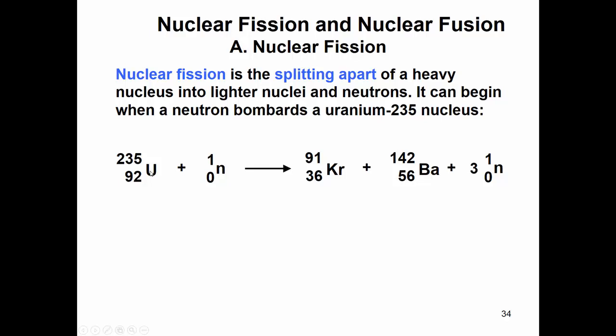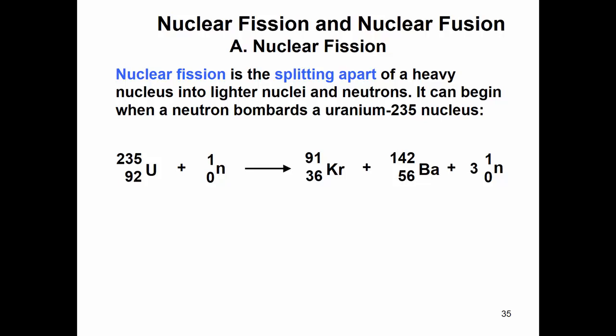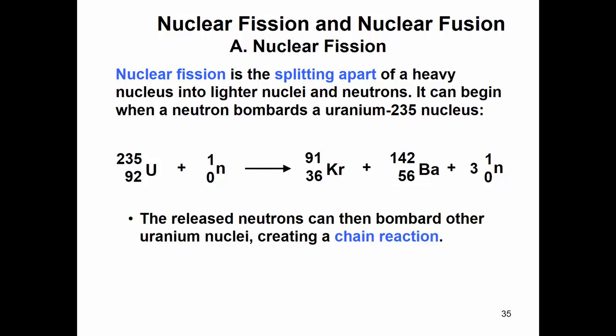Uranium-235, this isotope of uranium, can be bombarded with a neutron. Here's a neutron there. When this happens, it splits into krypton and barium, and also 3 neutrons. When this happens, a great deal of energy is released. The released neutrons can then come back and bombard other uranium nuclei. So this creates a chain reaction. It keeps occurring over and over and over again.